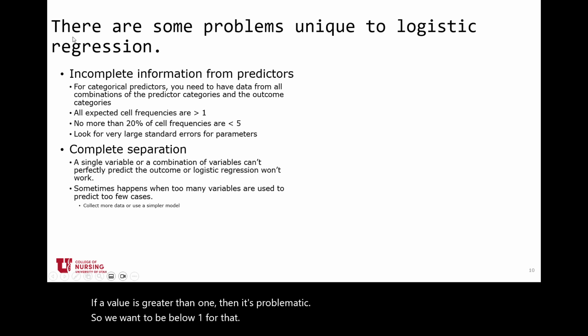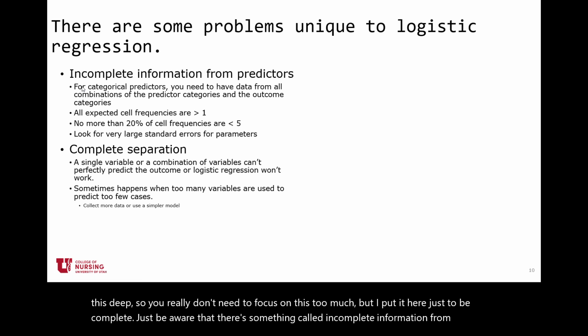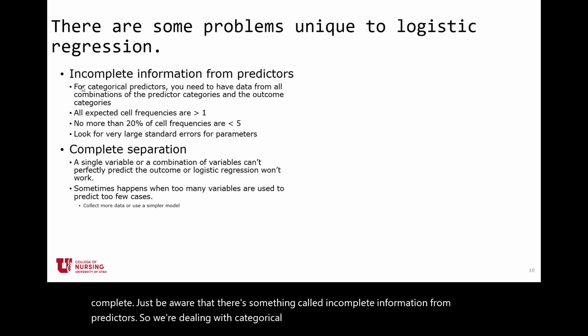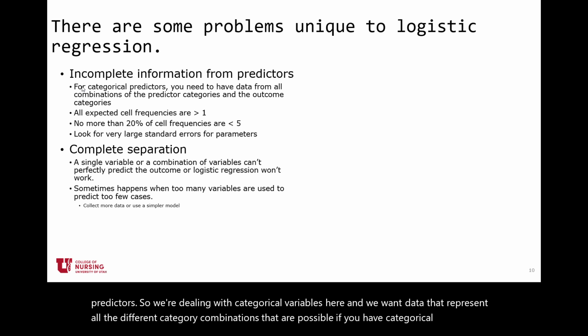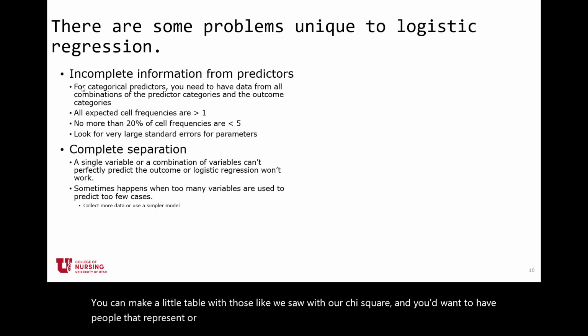There are a couple problems that are unique to logistic regression. We're not going to dig into this deep, so you really don't need to focus on this too much, but I put it here just to be complete. Just be aware that there's something called incomplete information from predictors. We're dealing with categorical variables here, and we want data that represent all the different category combinations that are possible. If you have a categorical outcome and categorical predictors, you can make a little table with those like we saw with our chi-square, and you'd want to have observations that represent all the different categories. If you don't, then that can be problematic for a logistic regression.